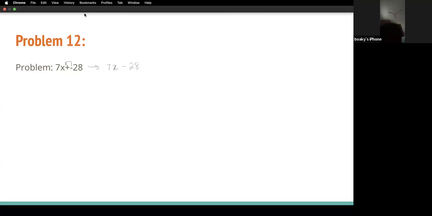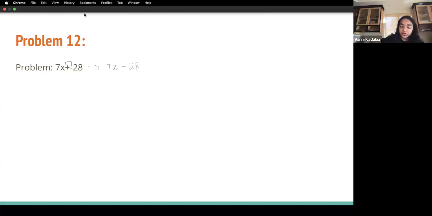In this case, your answer should look like some number, parentheses, x minus some number. This is the form your answer should look in. So if your answer doesn't look in this form, then your answer is probably not right.